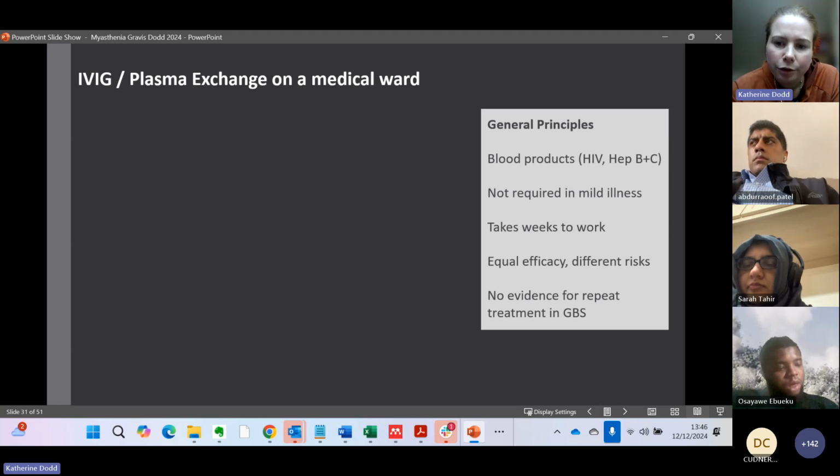And there's no evidence for repeat treatment in Guillain-Barré. So in Guillain-Barré, there's no evidence to repeat it. In myasthenia, what we're supposed to do is use the lower dose, 1 gram per kilogram IVIG, and then reassess and give another gram per kilogram if we feel it's necessary. I think generally, if someone's so severe, they've got really severe bulbar weakness, they're on ITU, then 2 grams per kilogram is necessary. But sometimes we do go for the lower dose in patients who are sort of managing on the ward.